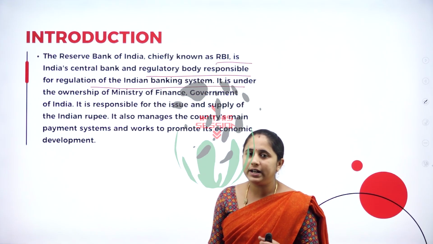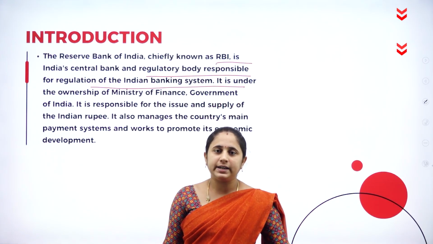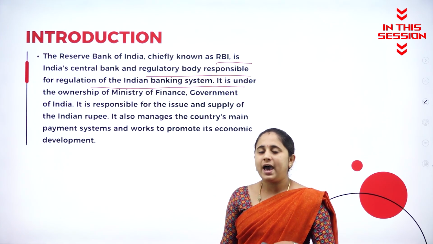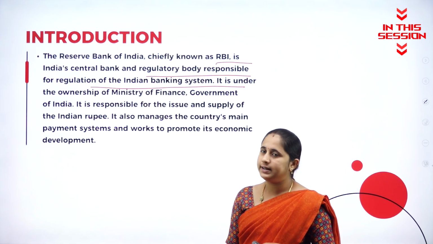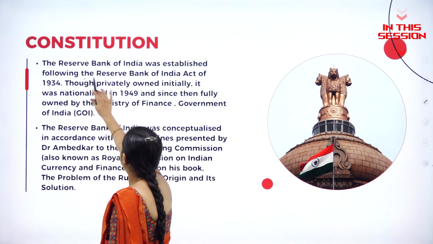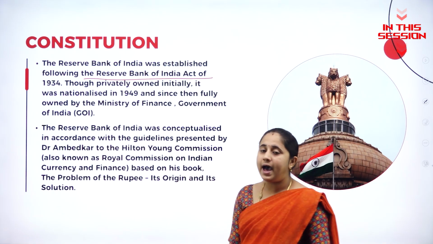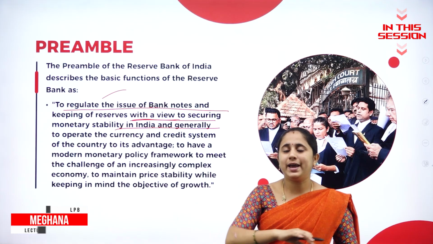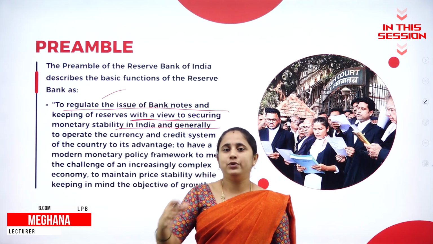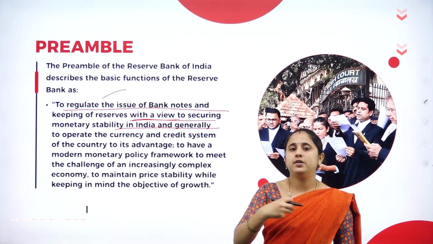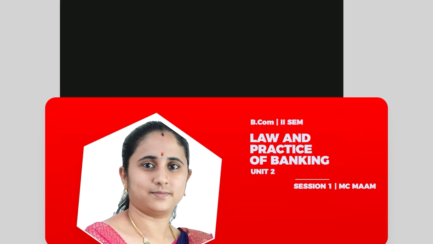RBI has the authority to control the entire banking system in India as well as the monetary system. They have the power to control the monetary system. The Reserve Bank of India was established following the Reserve Bank of India Act 1934. Keeping reserves, they cannot supply the full money to the economy, so they need to reserve some money in order to meet uncertain risk.